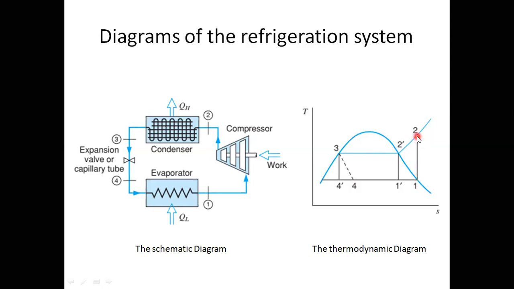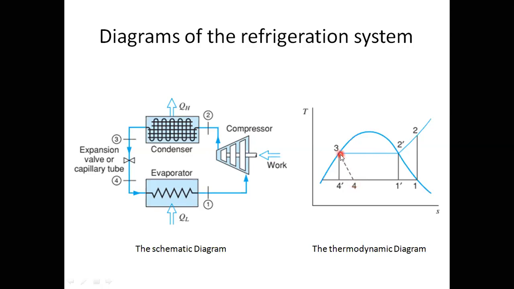Then from 2 to 3, it will be in the condenser. In the condenser, there will be phase change, and the heat will be rejected to the atmosphere. Now from 3 to 4, there will be a pressure drop, and that is achieved by an expansion valve or capillary tube.